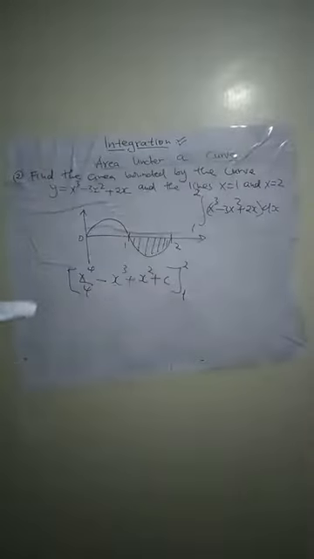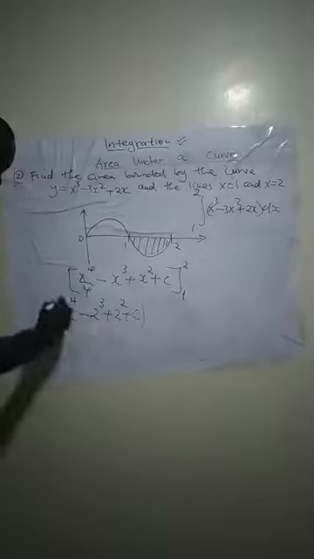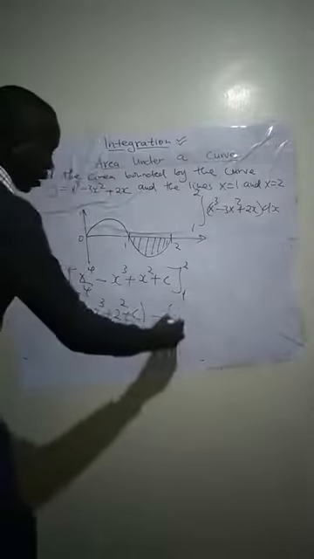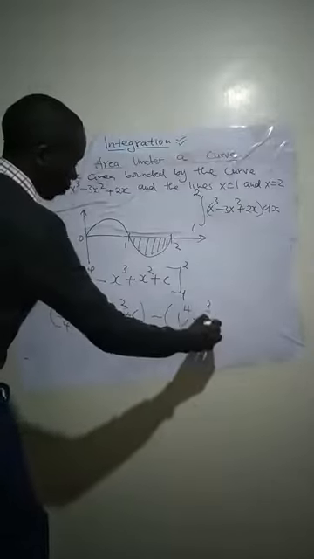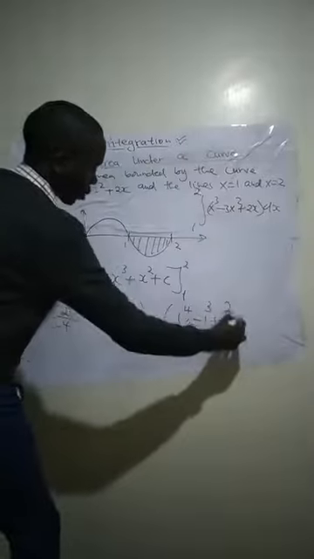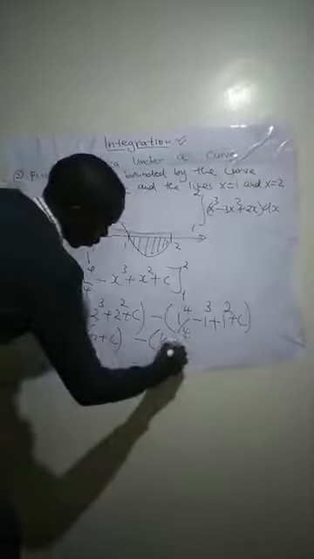After getting that, we now replace, which is going to give us the upper limit. We have 2 to the power 4 over 4 minus 2 to the power 3 plus 2 to the power 2 plus c, minus 1 to the power 4 over 4, lower limit, minus 1 to the power 3 plus 1 to the power 2 plus c. So the first part, when you solve this, you will get 0 plus c, minus this one will give us 1 over 4 plus c.